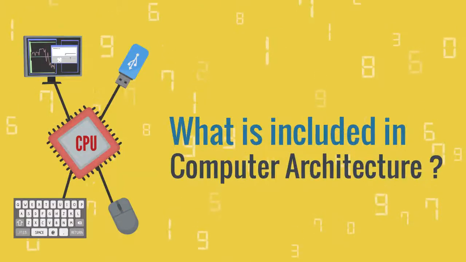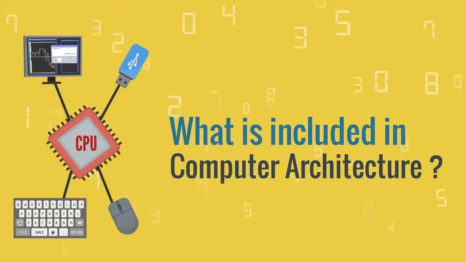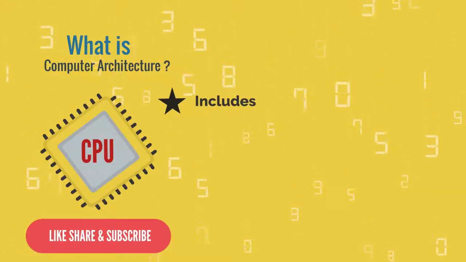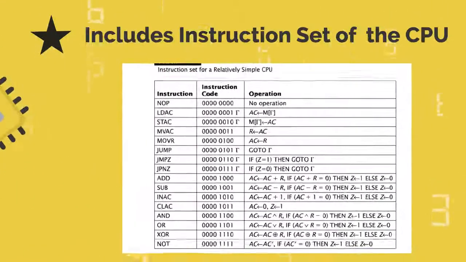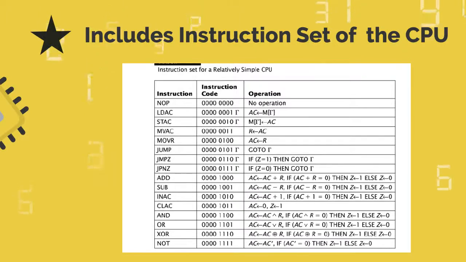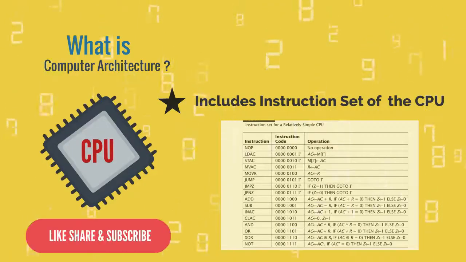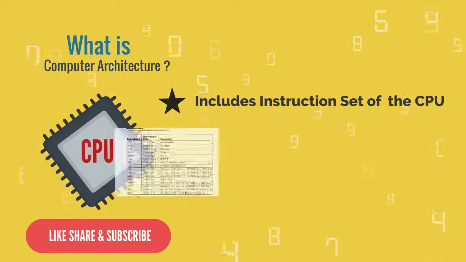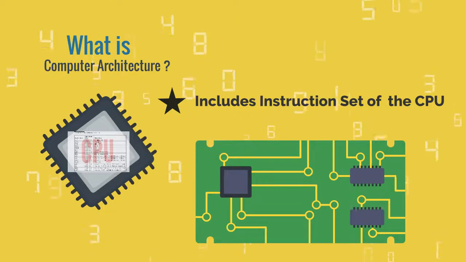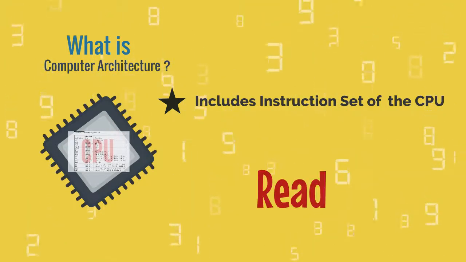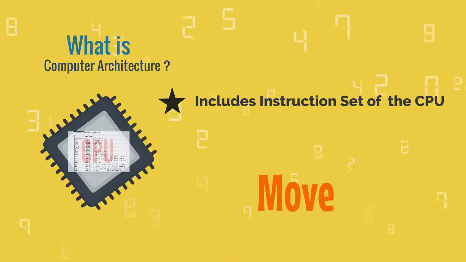What is included in the computer architecture? Computer architecture includes the instruction set of the CPU. An instruction set is a group of commands for a CPU in machine language. All CPUs have instruction sets that enable commands to the processor, directing the CPU to switch the relevant transistors. Some instructions are simple read, write and move commands that direct data to different hardware.